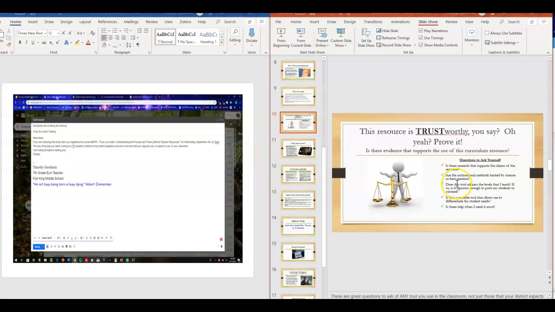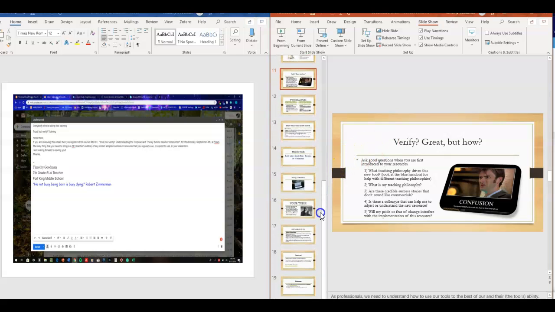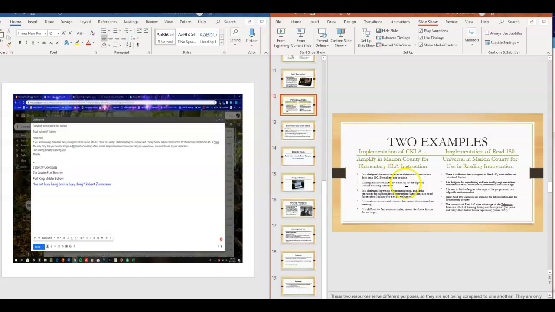And then I give them a checklist, questions to ask when you're evaluating resources. I forgot to mention that in the email, I tell them to bring their TE so that they can evaluate it later. And then same thing with verify. Great, but how do we verify it? How do we verify our curriculum resources? And I give them real life examples.